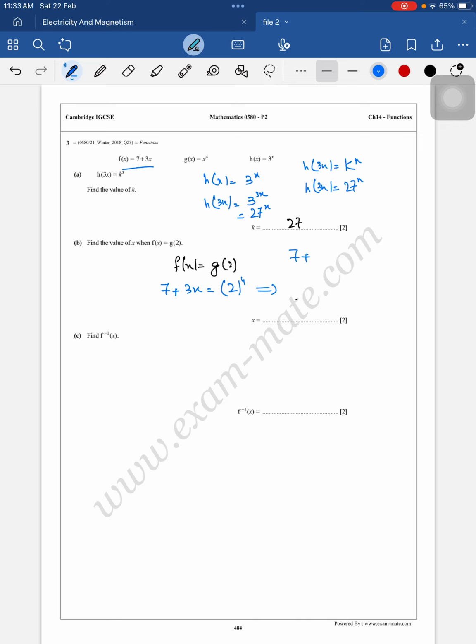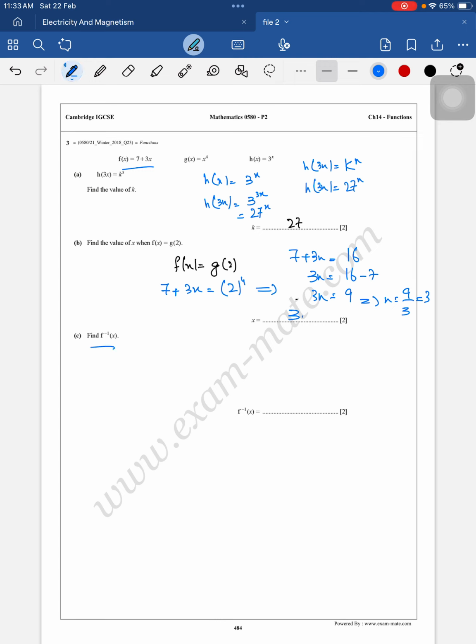7 plus 3x is equal to 2 power 4, which is 16. Right? So 3x is equal to 16 minus 7. 3x is equal to 9. So x is equal to 9 upon 3, which is equal to 3. So the value of x is 3. I solved this equation. Is it clear?